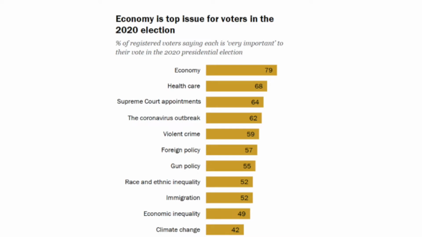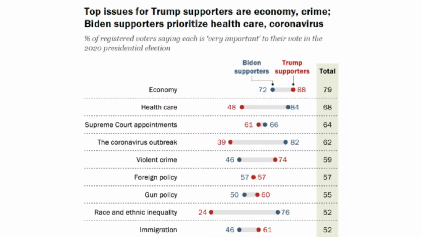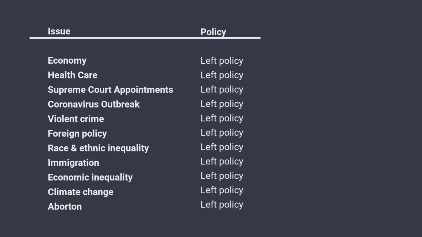Pew Research completed a survey before the 2020 elections in the US to find out what issues were most important to voters. This is a list of the 12 most important issues. But here's a different graph that breaks down how important each issue is based on whether you're a Biden or a Trump supporter. Now let's assume that the left and right-wing party has released its policy positions on these issues.